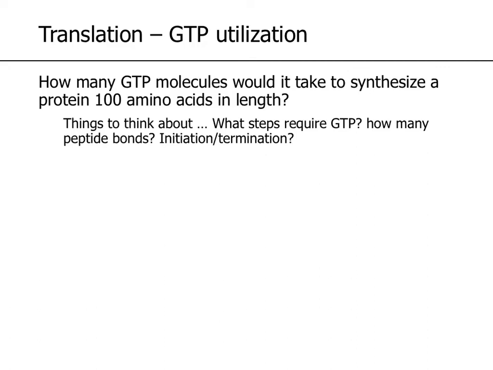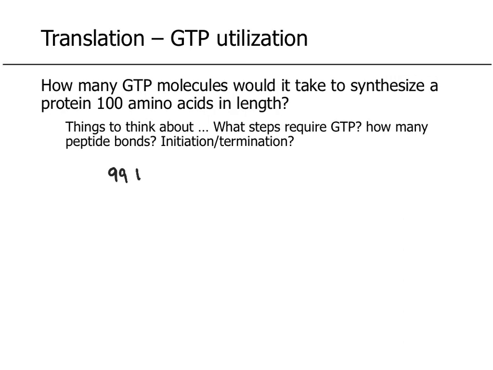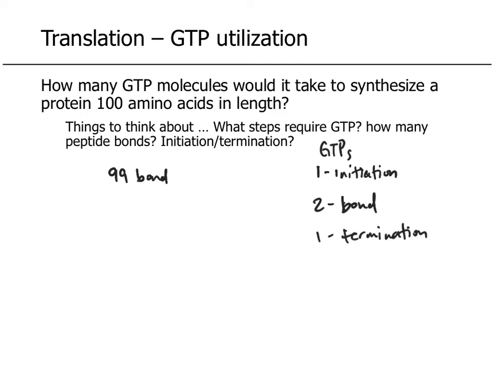Almost. How many bonds? So there are 99 bonds. Right, and so he basically laid it out for us. So there's 1 for initiation. So how many GTPs? And then there's 2 for each bond, basically, and then 1 for termination. So how many for 100?